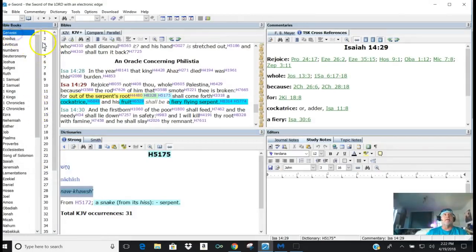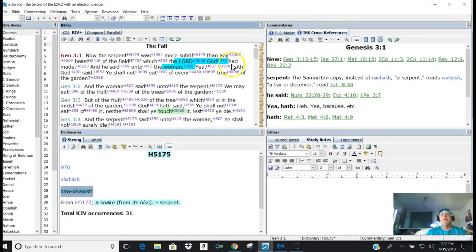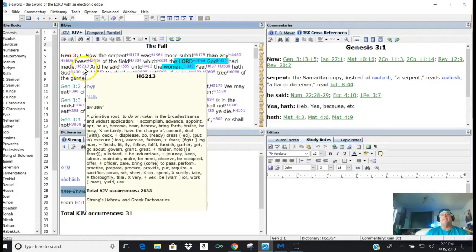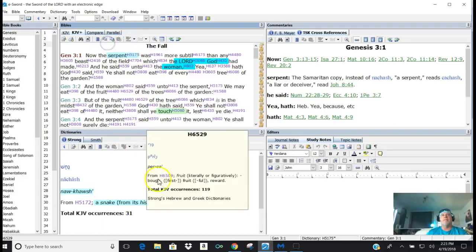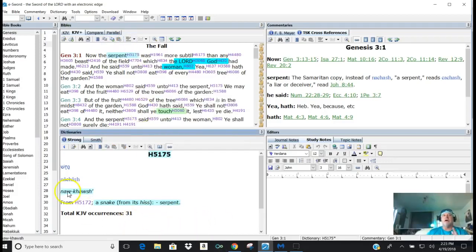Okay, so just to prove it, Genesis 3 real quick. And the Lord God had made, let's see, now the serpent was more subtle than any beast of the field. So let's highlight the word serpent. Here we go. Serpent, boom. What is it? It's nakash. See right there. Snake from its hiss, nakash. Okay, now we'll go back to Isaiah.